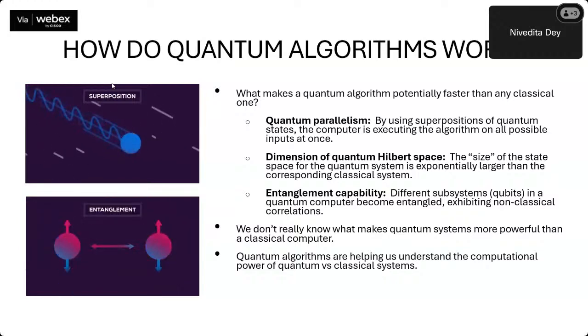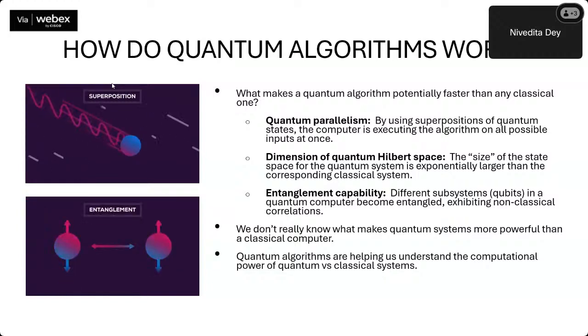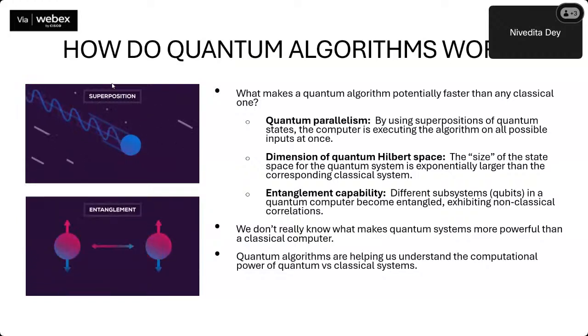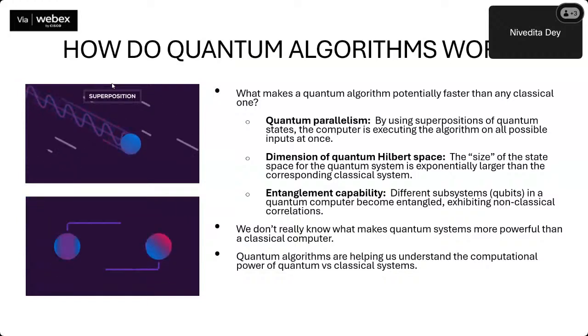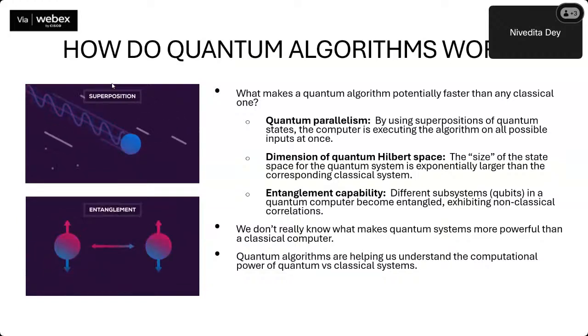How quantum algorithms differ from classical algorithms, we will see in the way we encode it. But definitely, at least we can understand something: classical algorithms do not give us any exponential space to work on. They do not provide any kind of parallelism, and definitely they do not have any entanglement capability. For quantum, different subsystems in a quantum computer may become entangled. Always put a focus on "may", even for superposition. So they may become entangled, exhibiting non-classical correlations. Okay. And we do not really know what makes quantum systems more powerful than a classical computer.